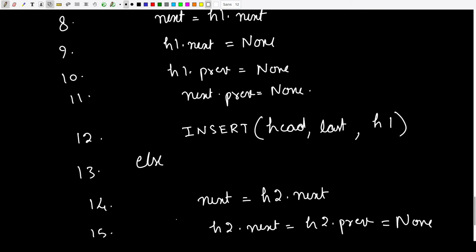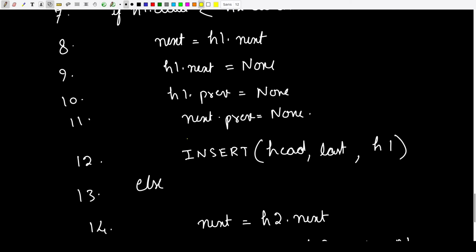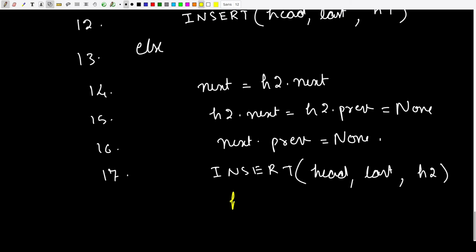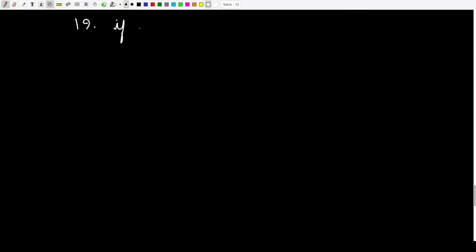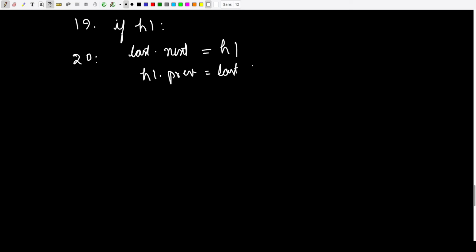And once we have done these things, over here I have missed to update my h1 pointer. Now h1 will be equal to next. Similarly, over here also h2 will be equal to next. If there exist any nodes on the h1 linked list, then all those nodes will be inserted into the sorted linked list. The way we will be able to do it is last.next = h1, and h1.previous = last. In this way, we will be able to insert all the remaining nodes into the sorted linked list.